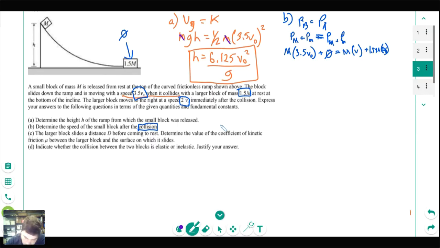All right, so we can drop all the m's out because every single term has one. So we're left with 3.5 v naught equals v plus 3 v naught. That means v must be equal to 0.5 v naught. And because this is positive, we know we're also moving to the right in this case. The question didn't ask it, but it's always good to keep in mind what's going on here.